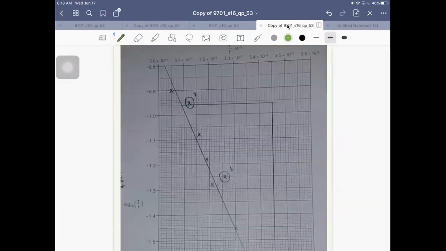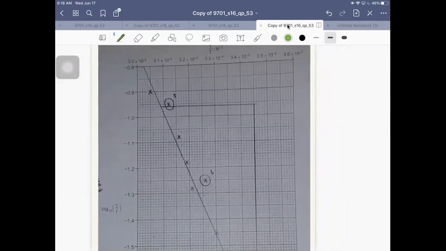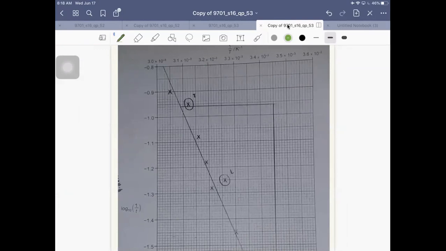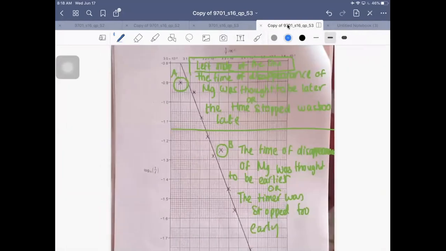Okay, next one is if you have a graph that looks like this. That means your anomalies, both of them, lie on the right side of the line. Again, you must label them as A and B. Maybe I'll use a different color. Label them as A and B, but since they lie on the right side of the line, you just follow this argument. Choose one for each point.